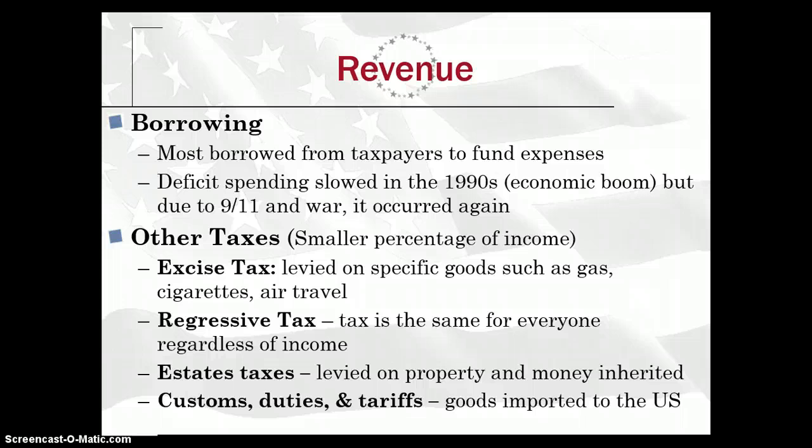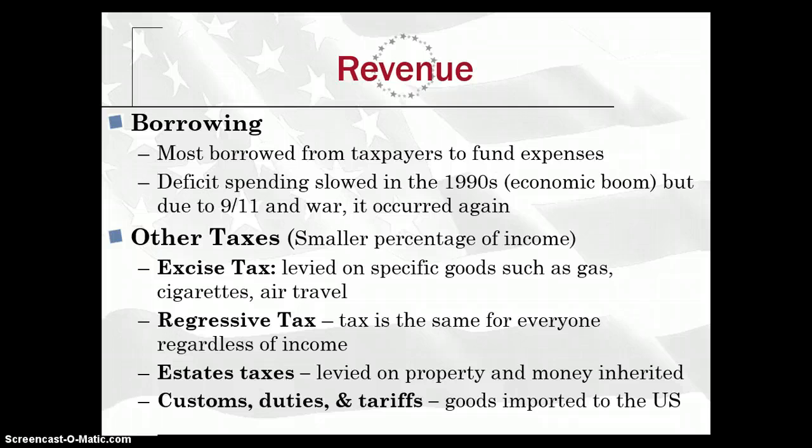We also have a few other minor taxes, but these account for only a smaller percentage of the income. You have an excise tax, which is on specific goods such as gas, cigarettes, air travel, even cell phones if you look closely at your bill. Now you also have what are called regressive taxes. A regressive tax is one in which everyone pays the same percentage regardless of income. A good example of that would be sales tax. Everyone pays 7%, whether you're making $1 billion a year or only $10,000 a year. You also have estate taxes.